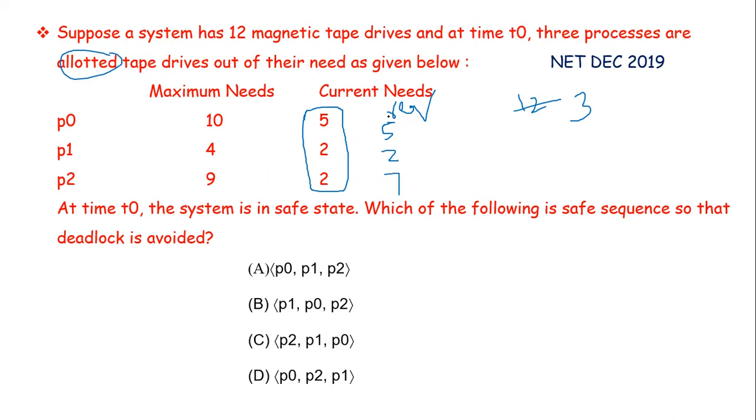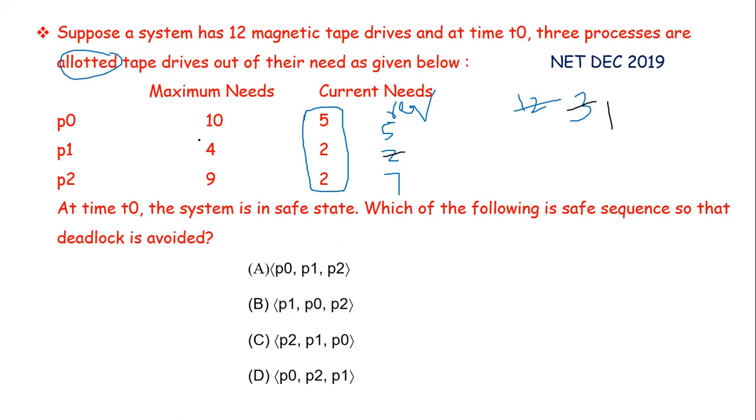Now this is the requirement and we are left with only 3 resources or 3 tape drives. Now requirement of P0 is 5, but we have only 3 drives. So we cannot fulfill P0 request. Next is P1. Its requirement is 2 drives and we have 3 drives. So we can fulfill its requirement. So we can allocate these 2 drives to P1.